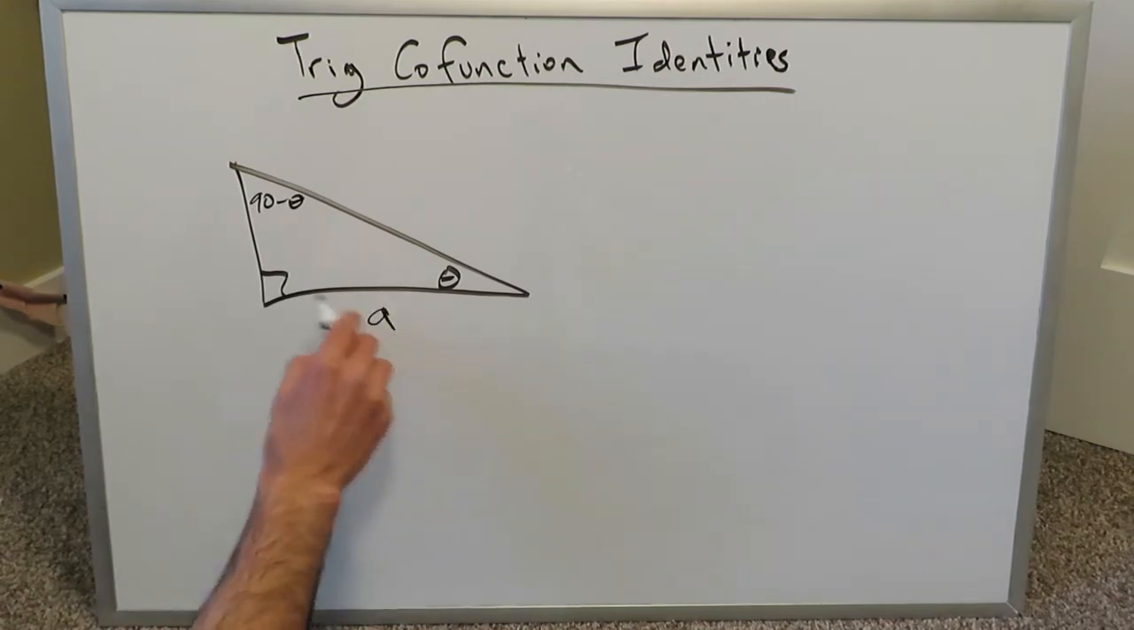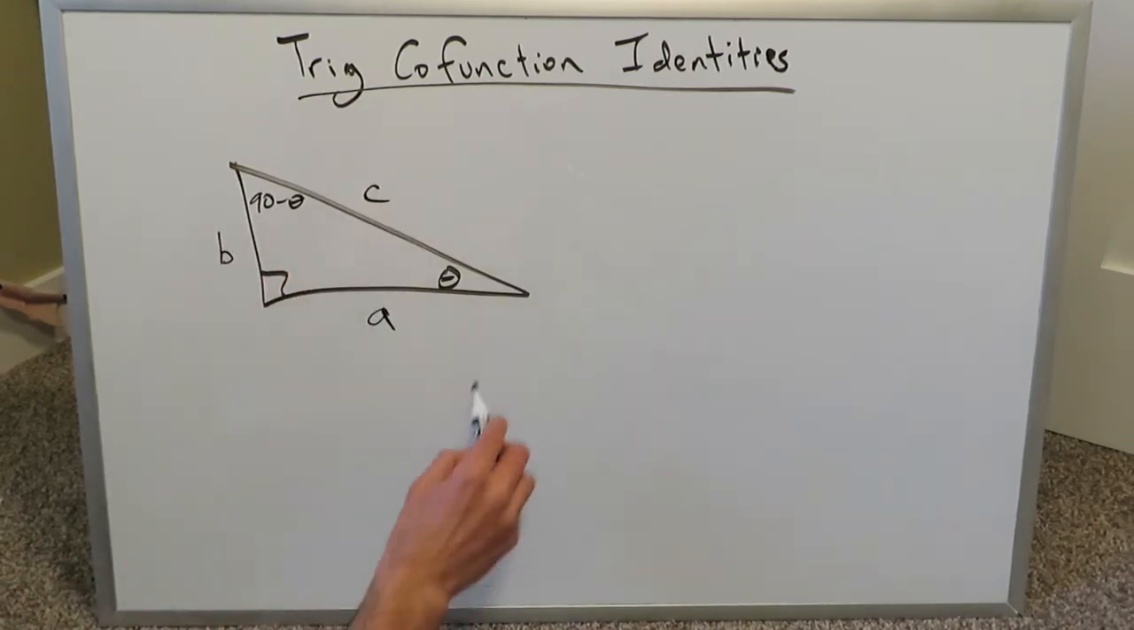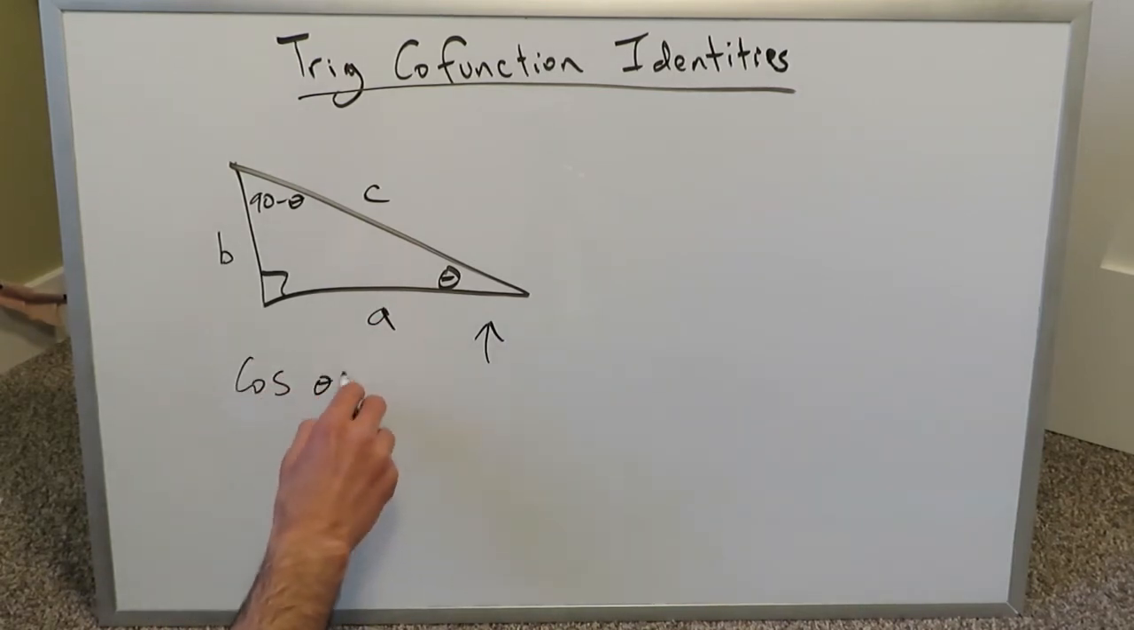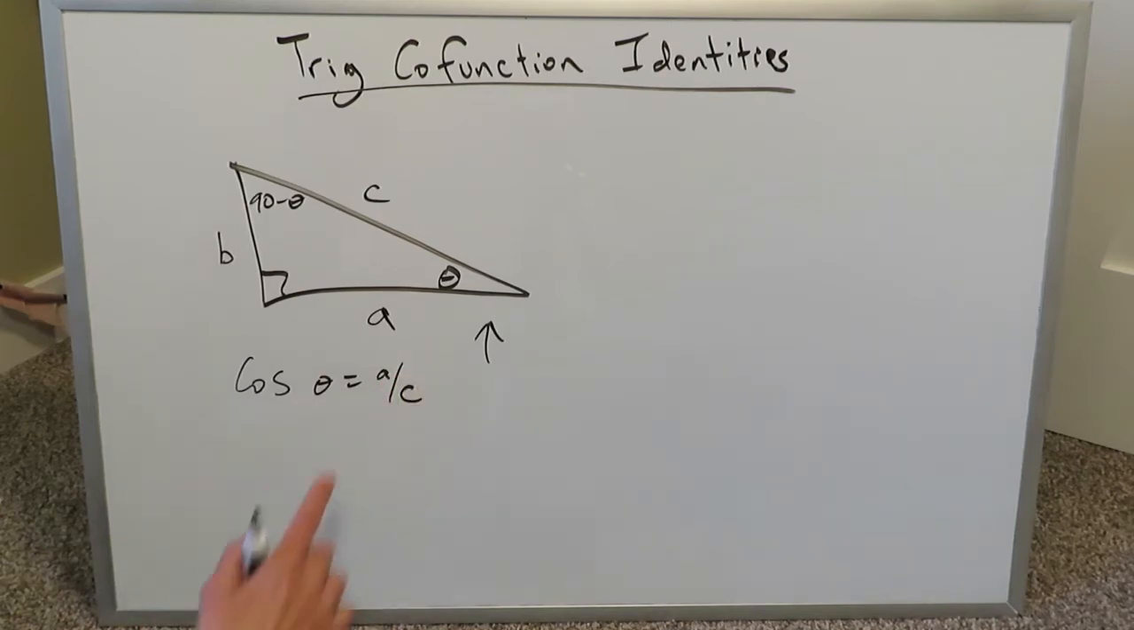If you label this A, this B, and C, and you put your I right over here on this angle, and you define this angle in terms of cosine, what do you get? Cosine theta is equal to A over C. Right? Cosine theta is equal to adjacent over hypotenuse.